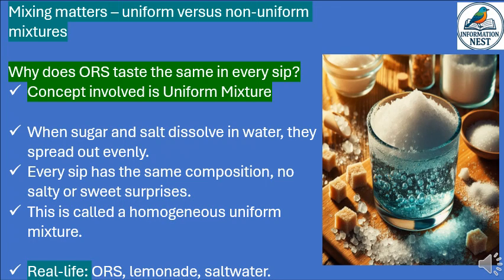Did you know the word solution comes from Latin solutio, meaning to loosen or untie. So when solutes dissolve, they are literally letting go and spreading out. Why did the salt and sugar become best friends in water? Because they knew how to mix things up evenly.